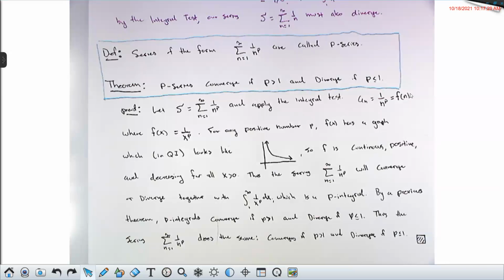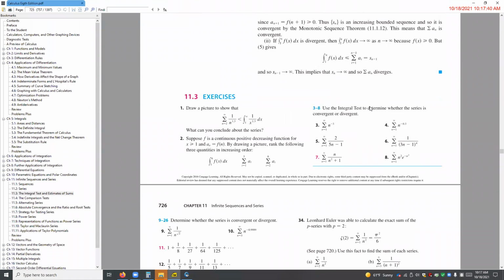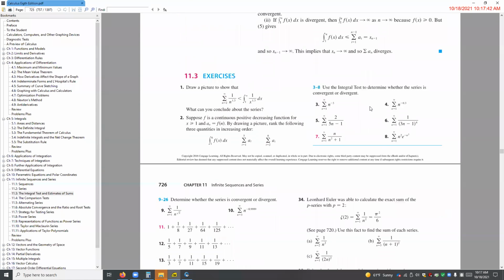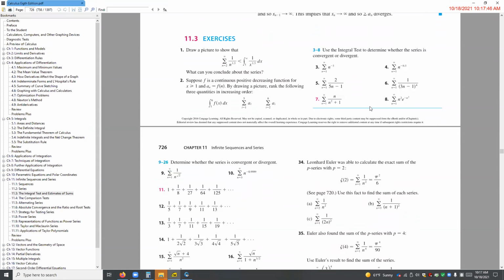Okay. Let's look at an example or two. Seven looks good. Let's look at number 7.